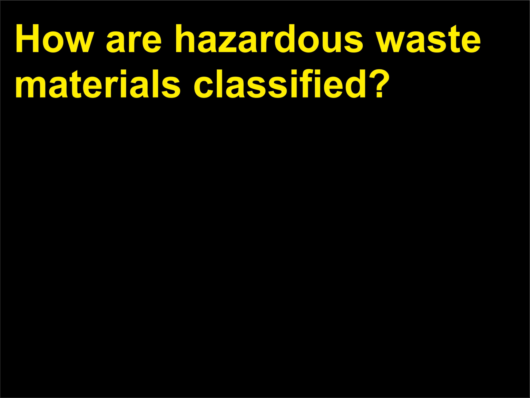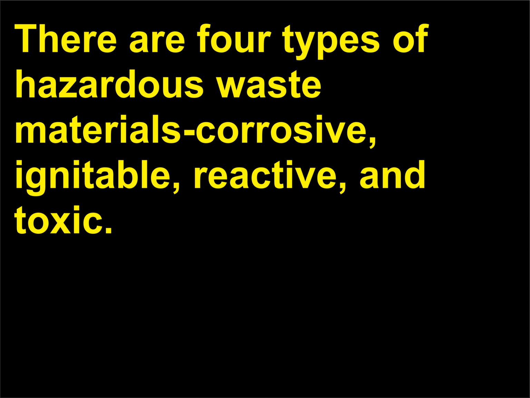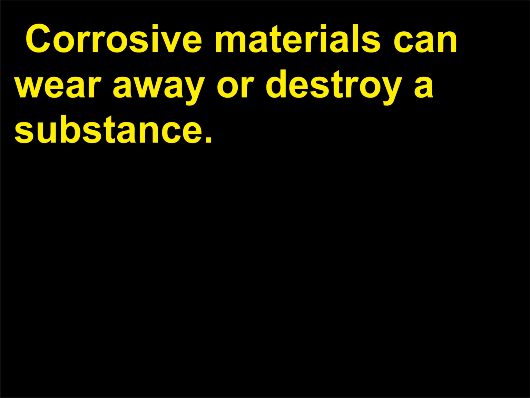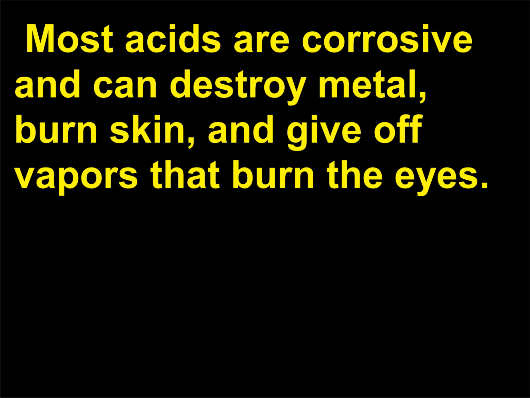How are hazardous waste materials classified? There are 4 types of hazardous waste materials: corrosive, ignitable, reactive, and toxic. Corrosive materials can wear away or destroy a substance. Most acids are corrosive and can destroy metal, burn skin, and give off vapors that burn the eyes.